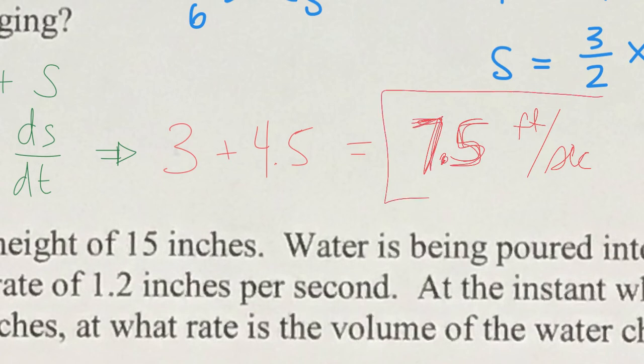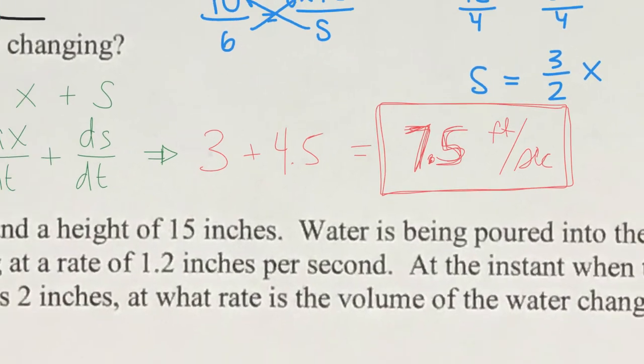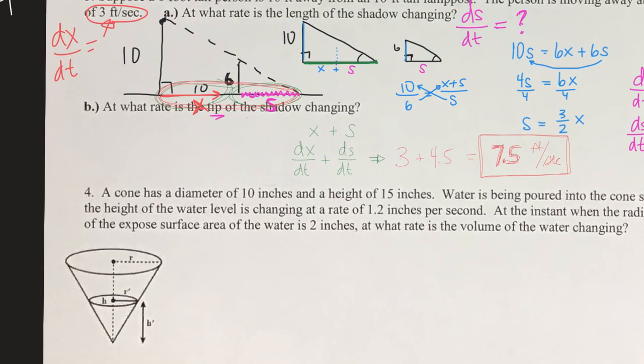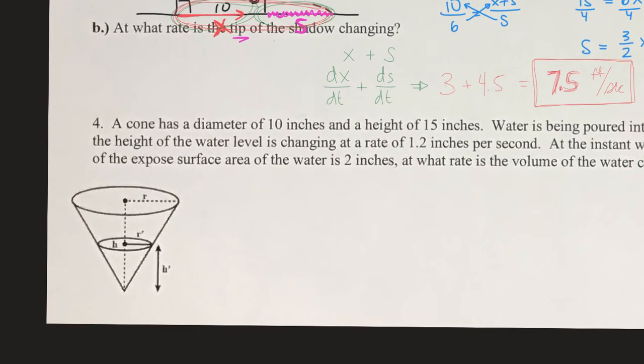Okay, so it's not like we have to do any more calculus. We simply have to recognize that the tip of the shadow represents the entire bottom length of that triangle. And that is the sum of those two things. Okay, so whenever we have a nested triangle, right, a triangle inside of a triangle, you're going to be using some type of a proportion, okay, a proportional relationship to set up your equation. Okay, and that's what we're going to do on number 4, the cone problem.